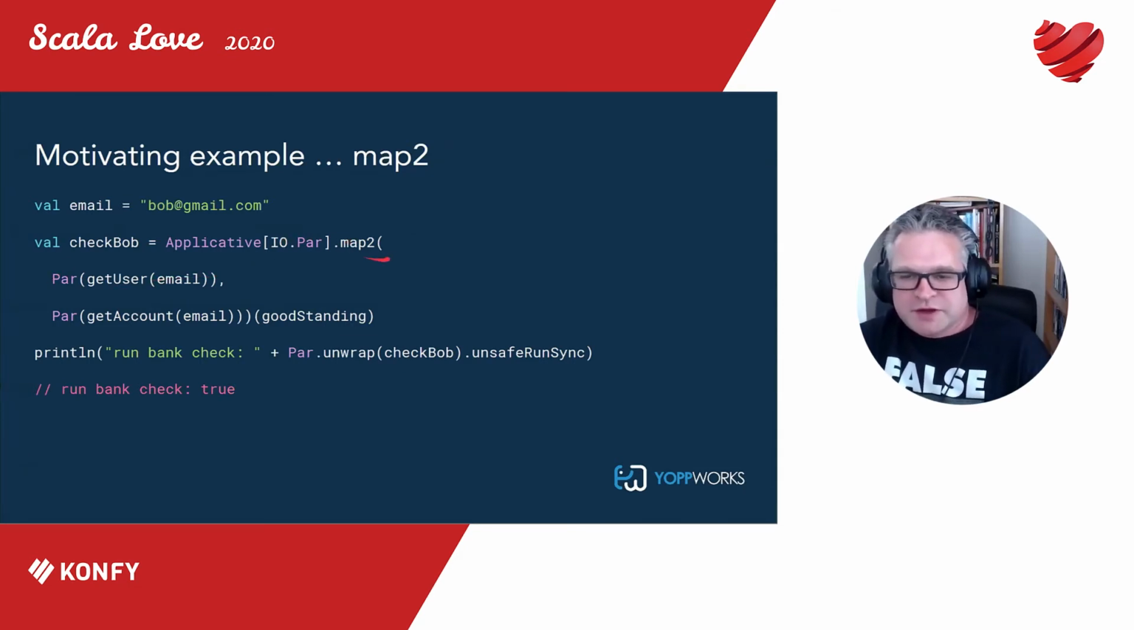MapTo takes, as its first two parameters, two effects. And if those two effects yield successful values, so an A and a B, we can plug them into our pure function. So here at the end, we give it our pure function. Then we can run this code, and it will say, yeah, your account is good.